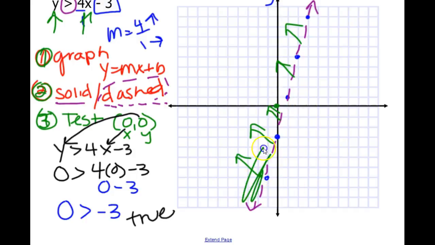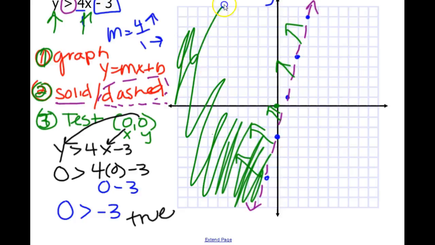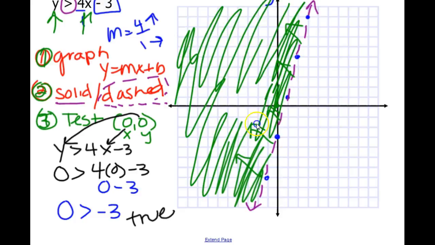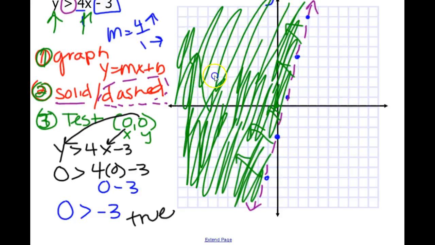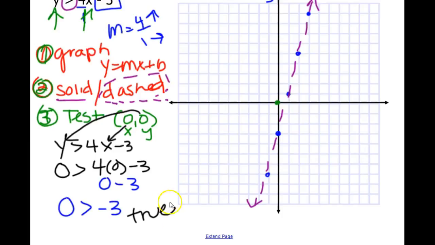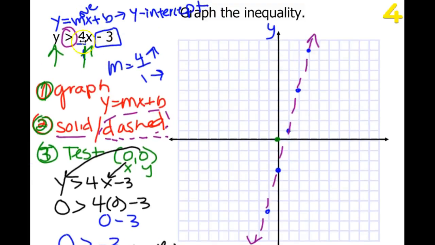So what I mean by shade is literally color in this side, this whole side of the graph, up until that line. It doesn't have to be perfect, but just showing that side. We do not want anything below the line here. An easy way to do this, if you're not sure, or instead of testing a point in general, if you don't want to test a point, all we can do is look at our original equation. So I'm going to erase this so I can see it.